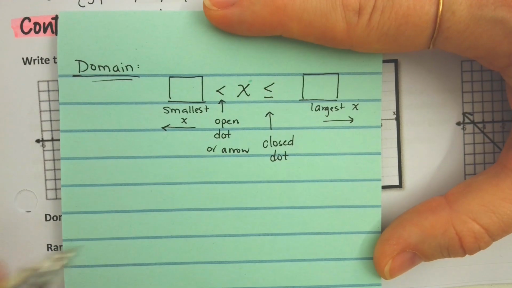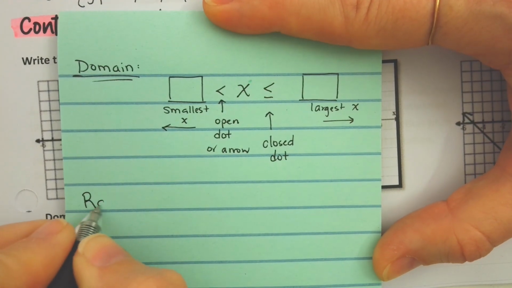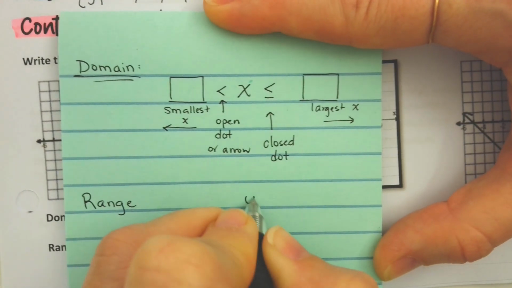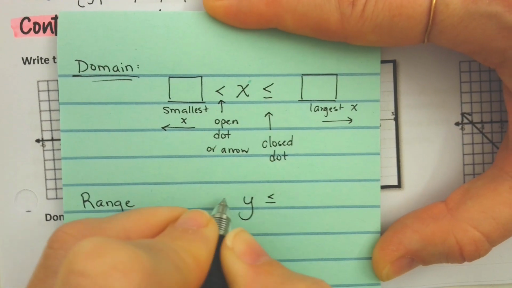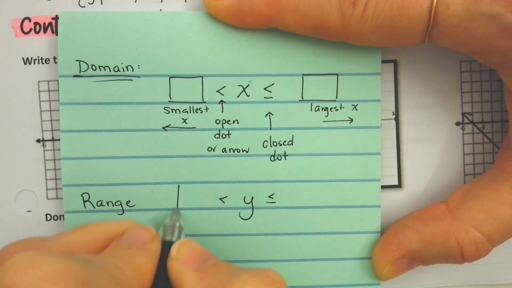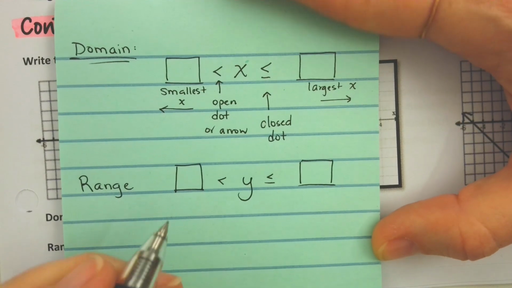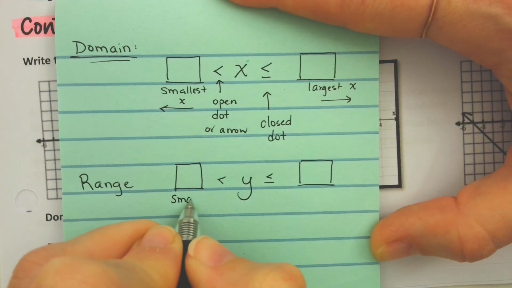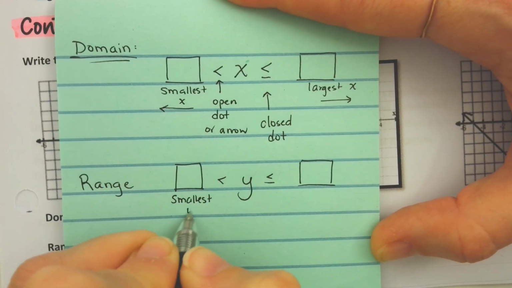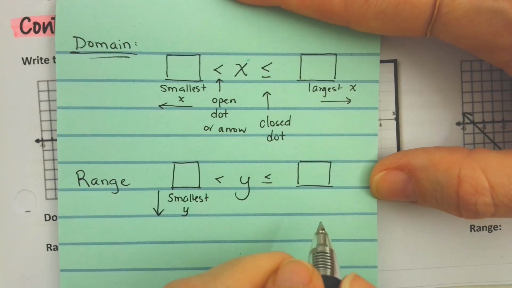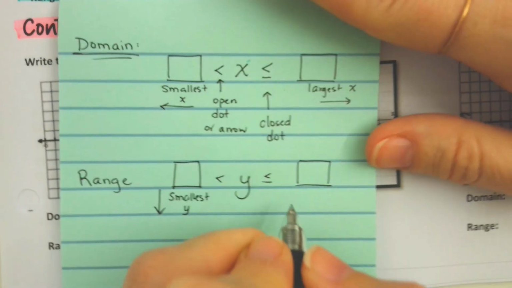Range is similar. It's just range you're looking bottom to top, which is the lowest y to the highest y. So you'll decide on whatever inequality symbol that you need. On the left side, you'll put smallest y. On the right side, you'll put largest y. Smallest y is going to be the one furthest to the bottom of your graph, and the largest y is going to be the one furthest to the top of your graph.